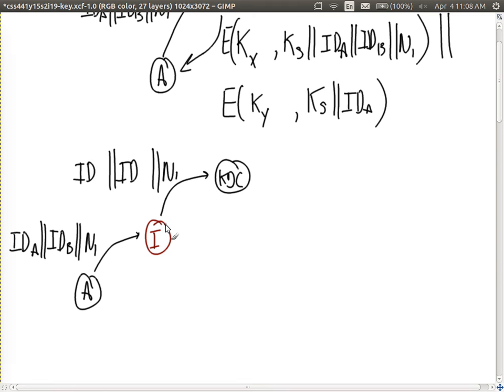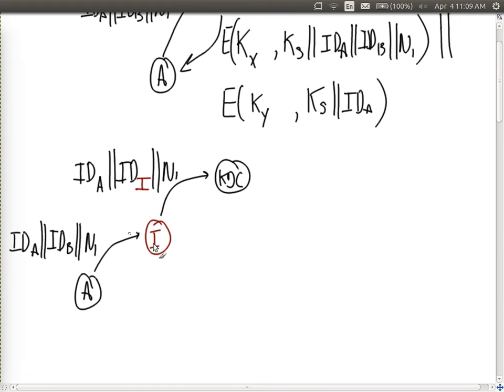Well, let's try if we change the ID of B. Keep the original ID of A as the sender, and instead of telling the KDC that the exchange is between A and B, will change the ID to that of the imposter, ID of I here. So that's the value changed.